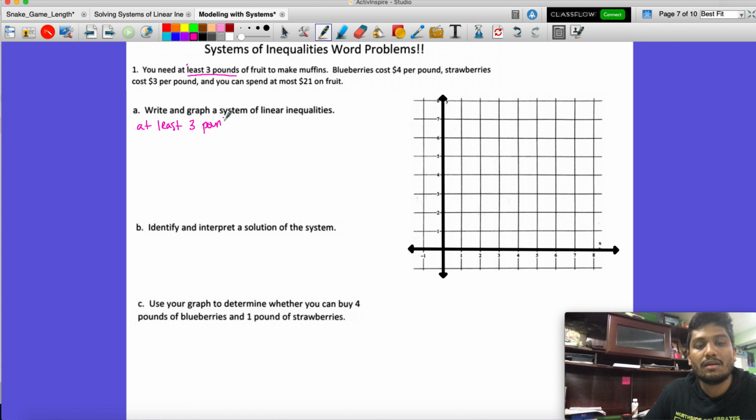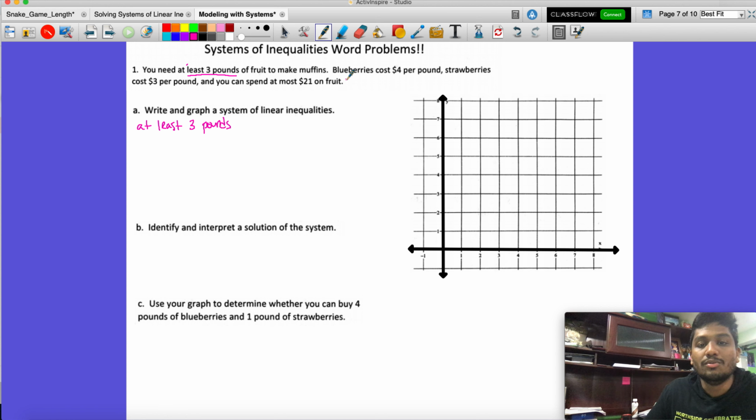So it says when we're doing this, do you remember that we always want to identify all our units? So let's just go ahead and write down some stuff. It says you need at least 3 pounds, so we're going to annotate this. Okay, we need at least 3 pounds.